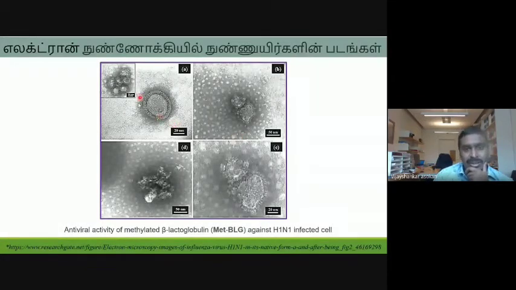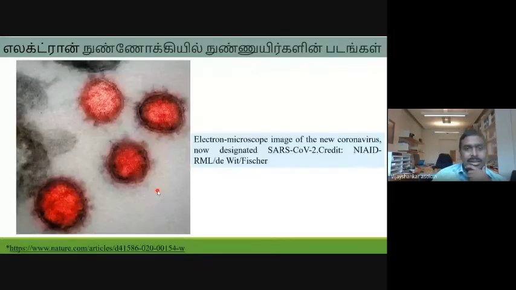For example, this is an H1N1 infected cell. Then later on, the methylated beta lactoglobulin is introduced. This is how the activity is conducted or goes through. So the final stage of complete antiviral activity of this liquid together with this H1N1 virus can be imaged in the transmission electron microscope here. So this is one of the coronaviruses imaged in transmission electron microscopy.